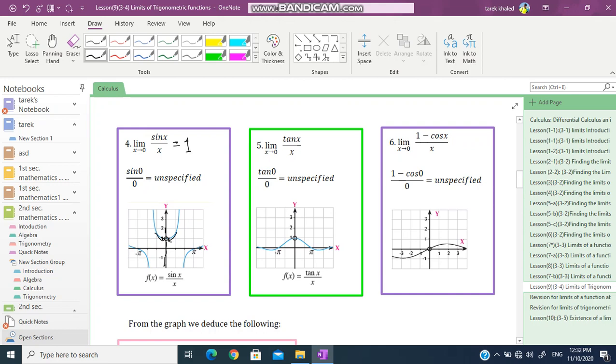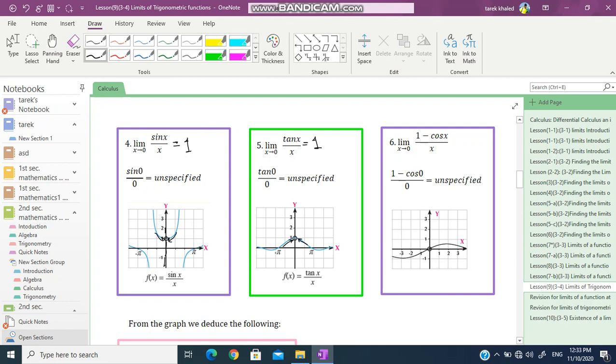Number 5: the limit as x tends to 0 of tan x over x. By substitution at x equals 0, tan 0 over 0 is an unsatisfied quantity. So from the graph, moving from right and from left, it approaches 1. So the value of the limit will be 1.